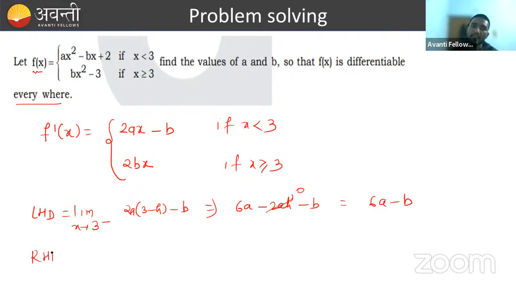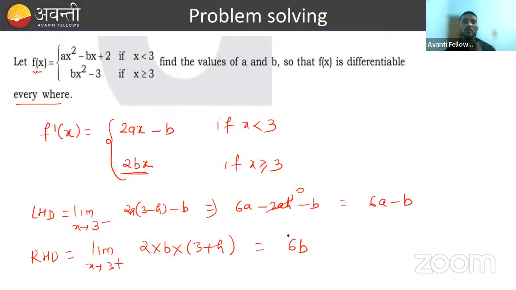Similarly, for the right hand derivative, it will be what? Limit x tending to 3 plus. So we have to take this function 2bx. So it will be 2 into b into 3 plus h. Okay, so h is equal to 0, it will be 6b.